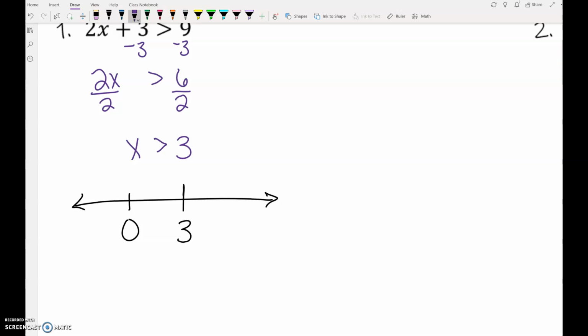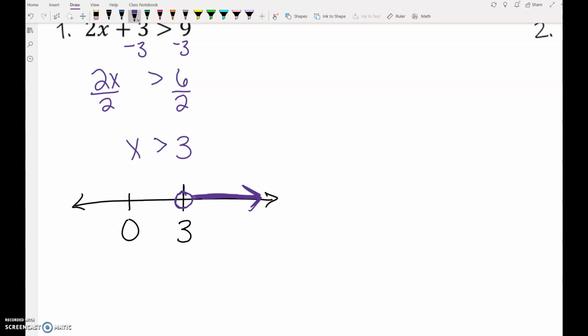if x is greater than 3, I need to put a circle at 3. Do I use an open circle or a filled in circle? Open circle. Greater than uses an open circle because it does not include the number. It's greater than, not greater than or equal to. If it had been greater than or equal to, then we would use a filled in circle. All right, greater than. x is the shaded stuff. The shaded stuff needs to be bigger than 3, so we would shade to the right of 3.